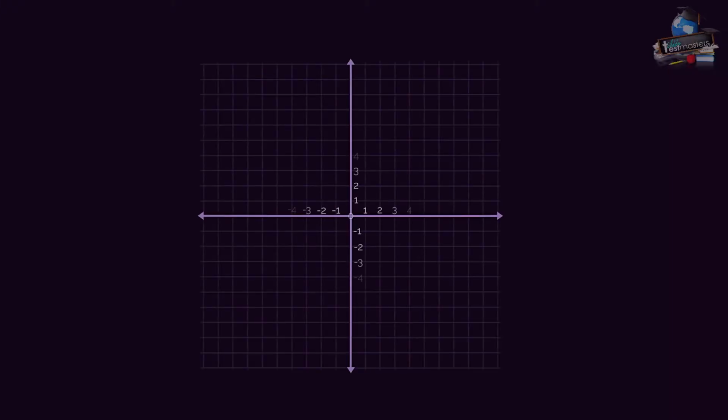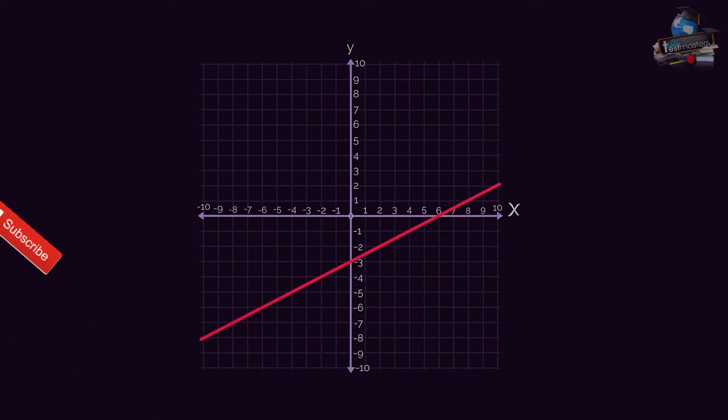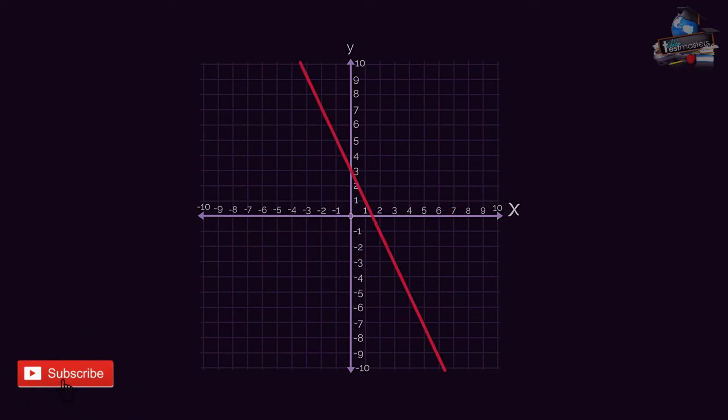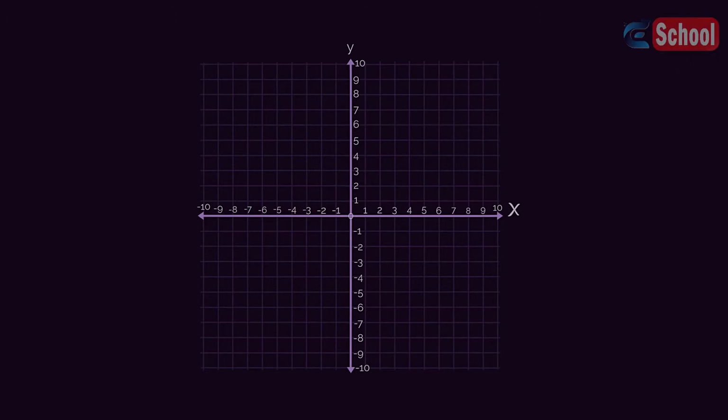On graphs though, we do need to be careful because lines going in this direction have a positive gradient, whereas lines going in this direction have a negative gradient. Straight line graphs are found everywhere, like for comparing fuel consumption, currency conversions, and for comparing data.